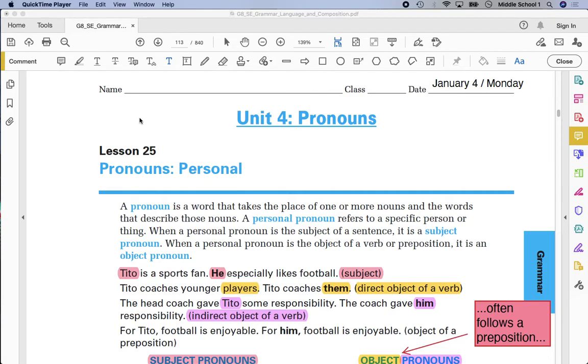The first, that of a pronoun, a word that takes the place of one or more nouns in the sentence. Second, a personal pronoun that refers to a person or a specific thing. Thirdly, some pronouns are called subject pronouns because they take the place of the subject of the sentence. And lastly, object pronouns, those words that take the place of the indirect object, direct object, or object of the preposition.